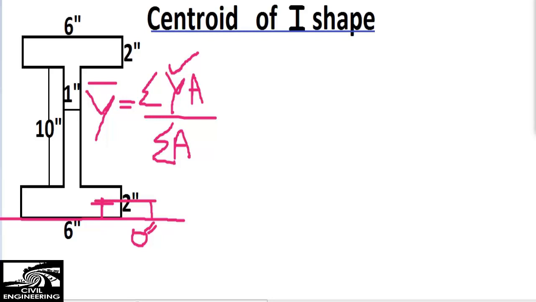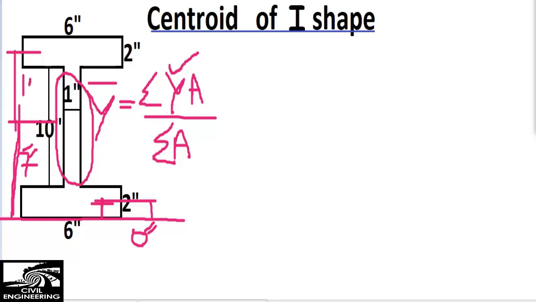So the centroid of the second rectangle will be from the base 2 plus 5. 5 is the centroid of the second rectangle, so the centroid of this will be 7 inches. Similarly, the third rectangle, from the bottom to its centroid, will be 2 plus 10 plus 1. It means 13 inches will be the centroid of this rectangle from the bottom, right? So now we are going to find the whole centroid of this object, right?